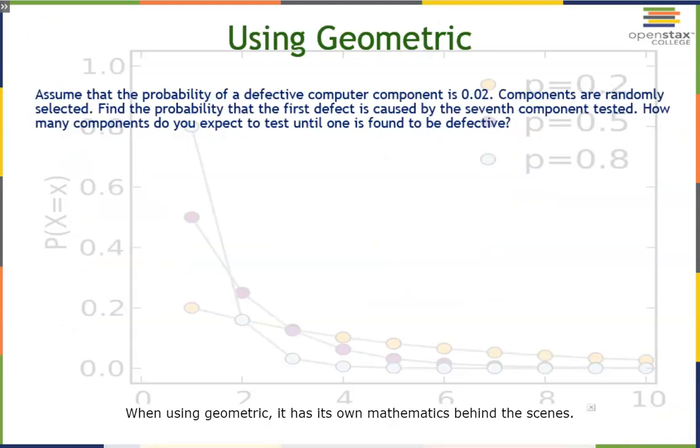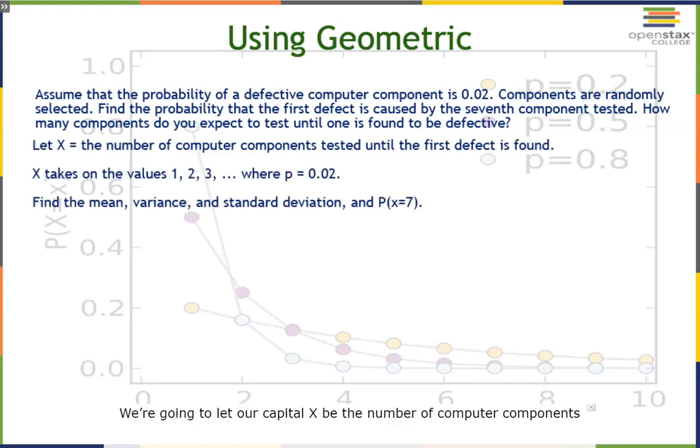When using geometric, it has its own mathematics behind the scene. Let's assume that the probability of a defective computer component is 0.2, in other words, 2%. Components are randomly selected, and we're going to find the probability that the first defect is caused by the 7th component tested. How many components do we expect to test until the one is found to be defective? We're going to let our capital X be the number of computer components tested until the first defect. Little x will take on the values 1, 2, 3, 4.